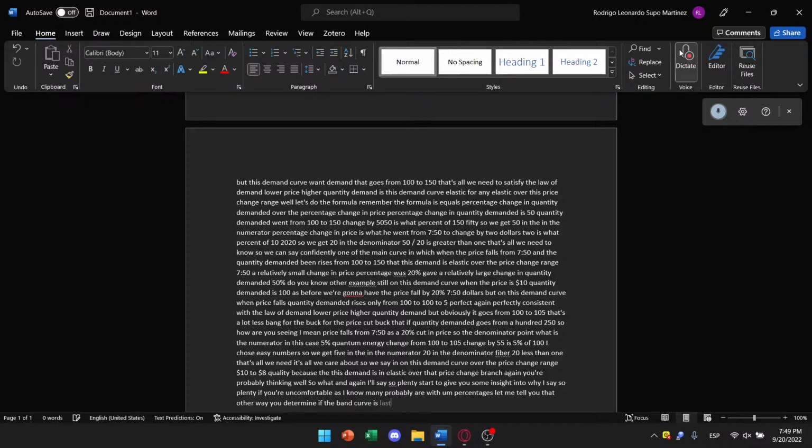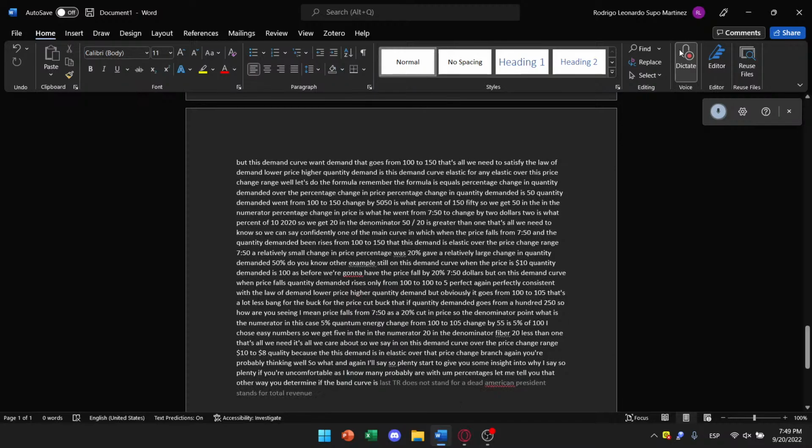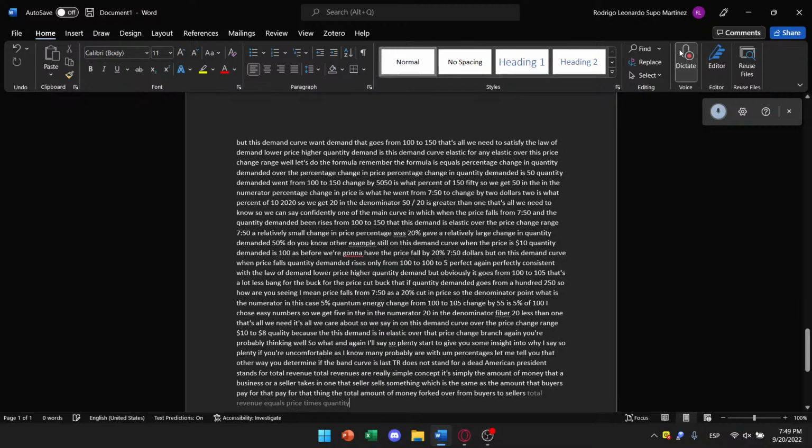elastic or inelastic. TR does not stand for a dead American president. It stands for total revenue. Total revenue is a really simple concept. It's simply the amount of money that a business or a seller takes in when that seller sells something, which is the same as the amount that buyers pay for that thing. The total amount of money forked over from buyers to sellers.